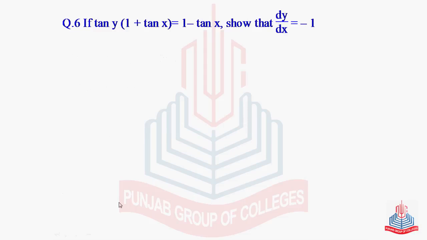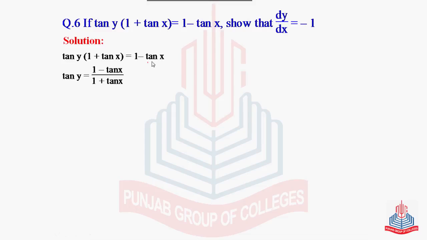Now question 6. Given is, if tangent y into 1 plus tangent x is equal to 1 minus tangent x, then show that dy by dx is equal to minus 1. Solution: let tangent y into 1 plus tangent x is equal to 1 minus tangent x.